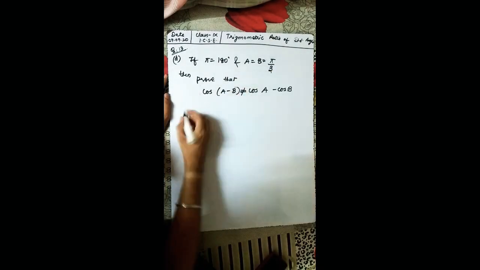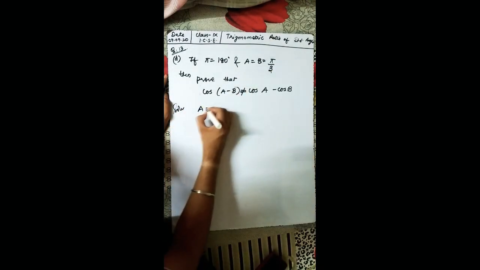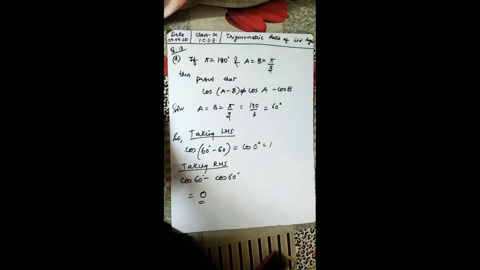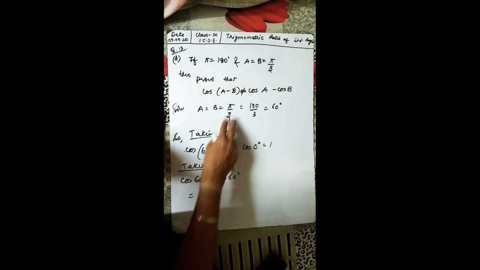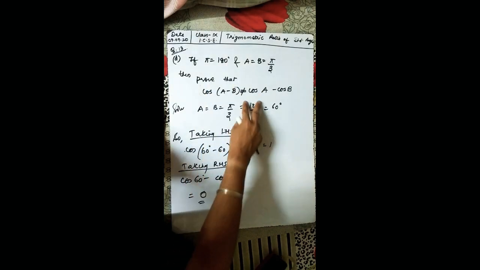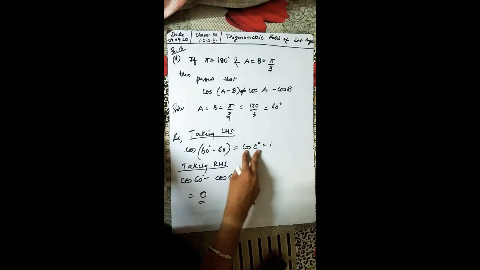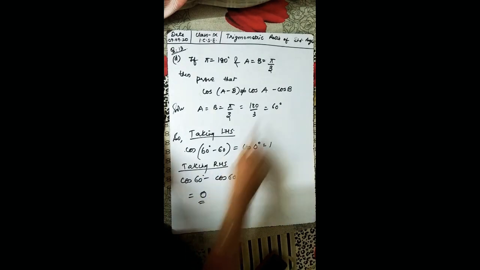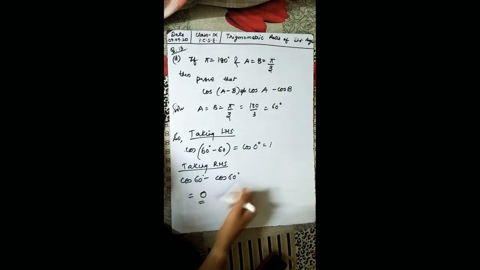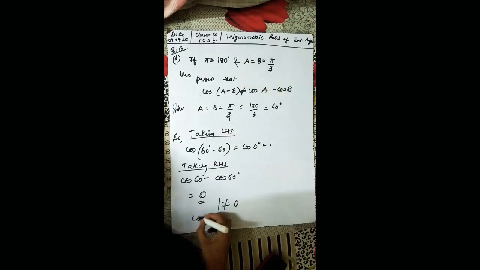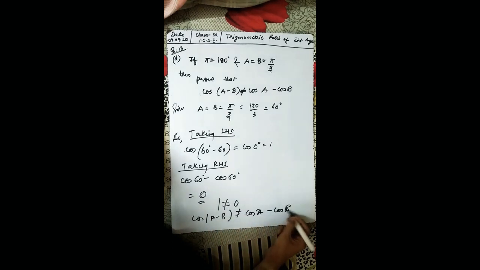So you have A equal to B equal to pi by 3. Here is the solution. In place of pi we can put 180, so 180 upon 3 is 60 degree. Now take LHS: cos of 60 minus 60, that is cos 0 degree, which is 1. Taking RHS, cos 60 minus cos 60 cancels, we got 0. 1 is not equal to 0. Hence cos (A minus B) is not equal to cos A minus cos B.